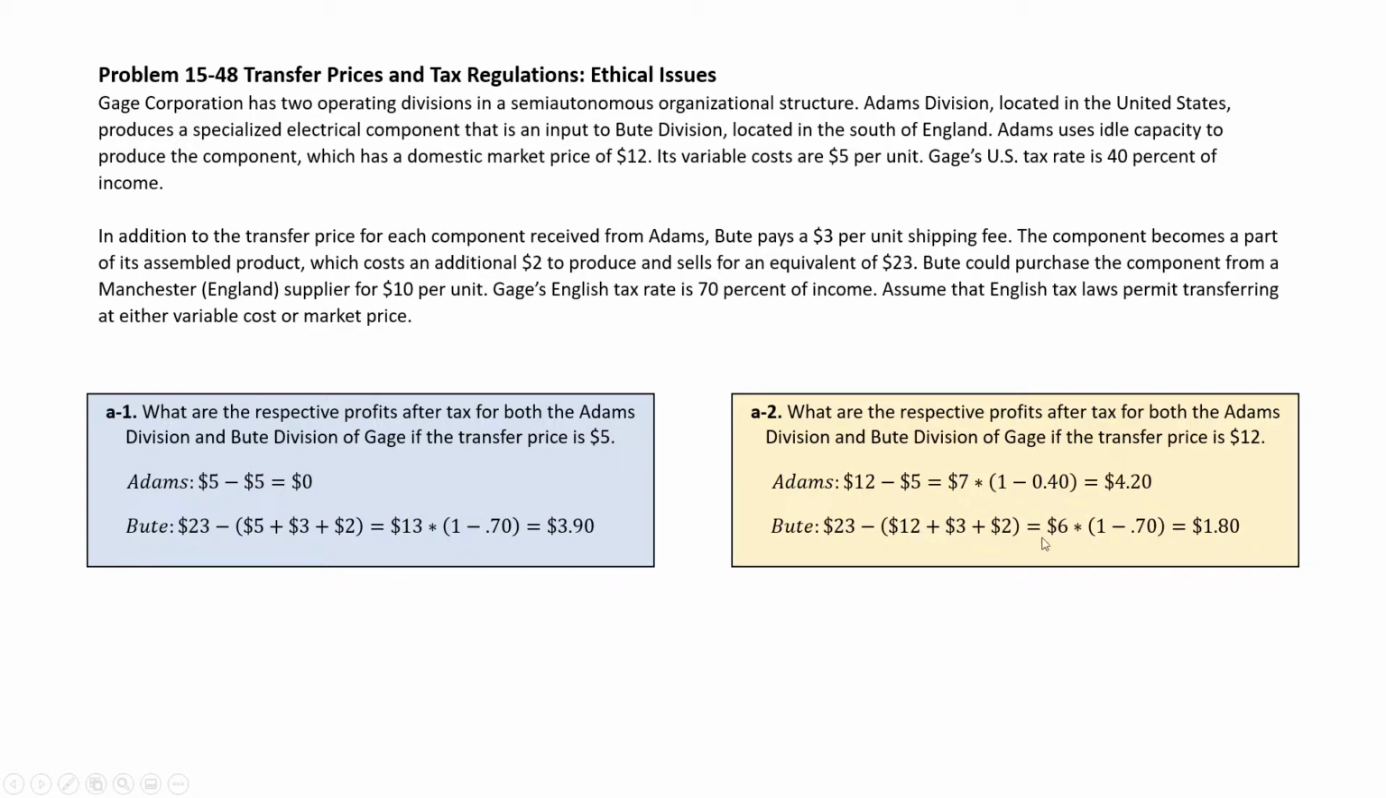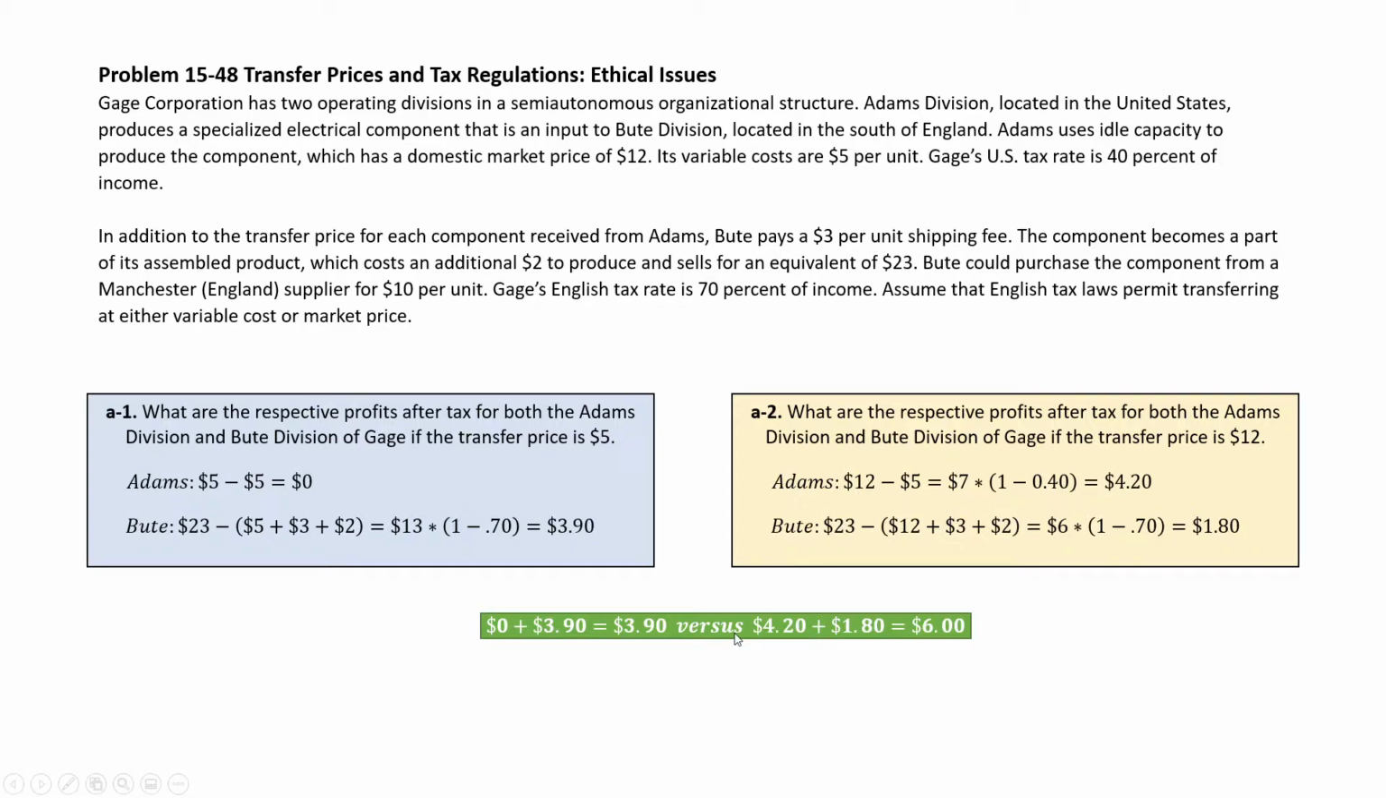The before tax profit is going to be $6. Again, times the difference between 100% and the English tax rate of 70%. Again, they're only netting 30%. So the profit for Butte in this situation is going to be much smaller, $3.90 here, $1.80 here. So I want to consider these overall. If I add these two together in situation A with the transfer price being $5, the company overall has an overall profit of $3.90.